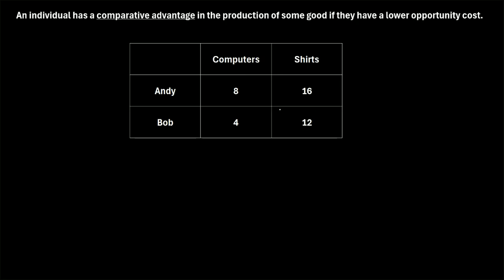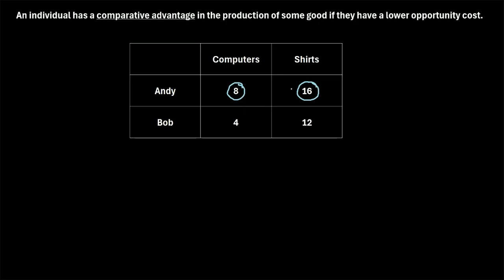Now, to determine which individual has a comparative advantage in the production of these goods, we have to calculate the opportunity cost of producing each good. So let's start with Andy. We said that if Andy specializes in making computers, he could make 8 computers. But if he decides to do this, what he's giving up is the potential production of 16 shirts. So if he wants to make 8 computers, he's giving up 16 shirts. So we would say that the opportunity cost of making 8 computers is 16 shirts.